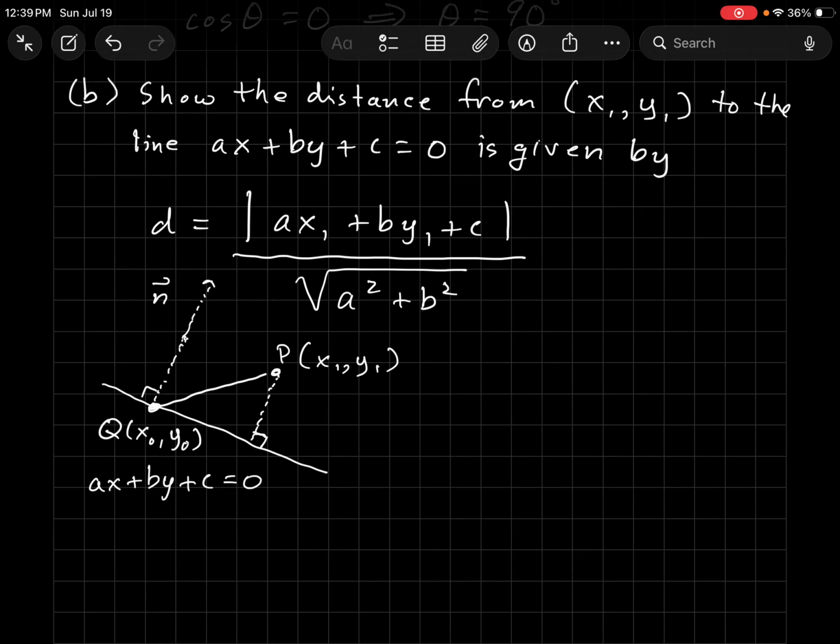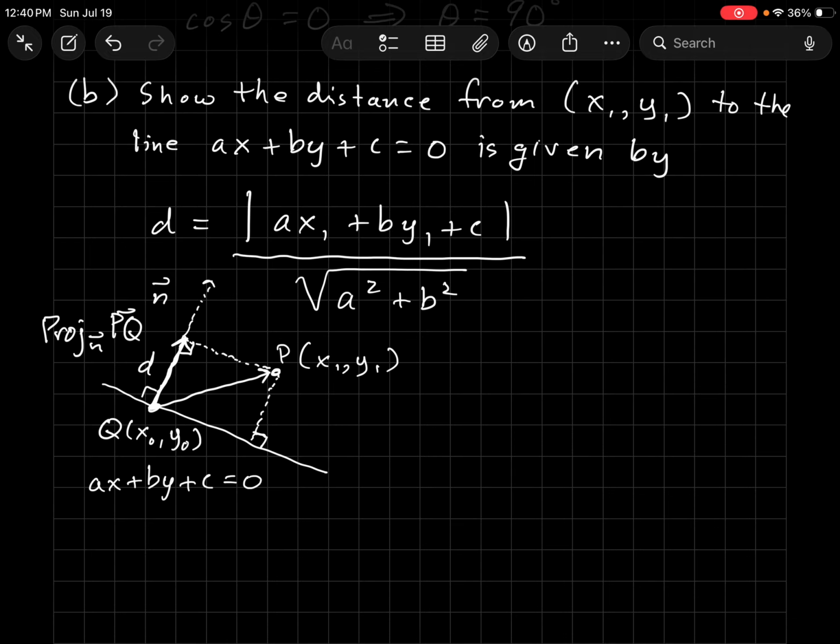And then I'm going to draw the vector PQ from Q to P. And one last thing in my picture, I want to draw the projection of PQ onto N. So if you haven't watched the video on projections, I suggest you go back and watch it now. So the length that we want, which I'll call D, is going to be the projection of PQ onto N.